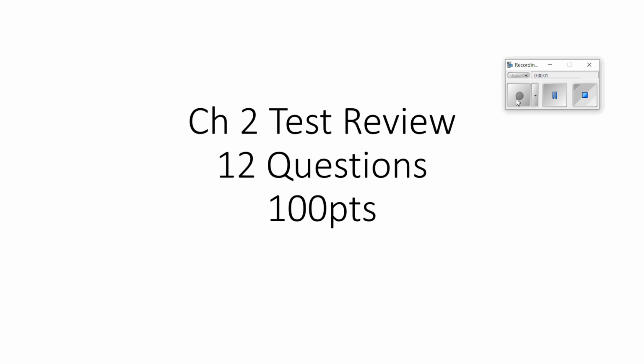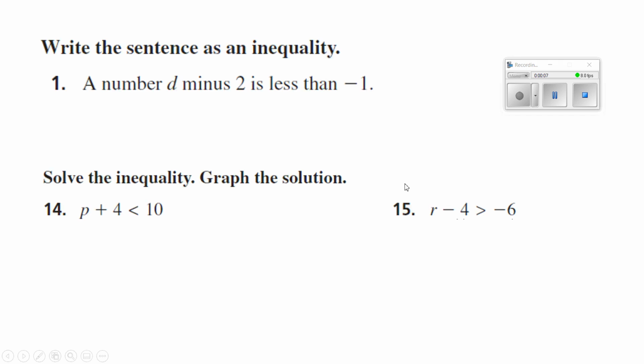All right, eligible students, let's go ahead and do the Chapter 2 test review. We're going to go over 12 questions here. The first one says write a sentence as an inequality. If I was to write this, it says a number d minus 2, well, we know that's going to be d minus 2 is less than negative 1. So I would write this as d minus 2 is less than negative 1.